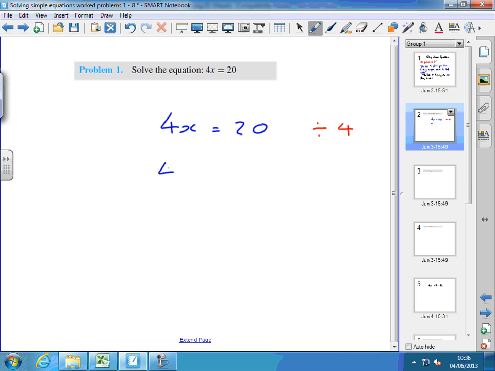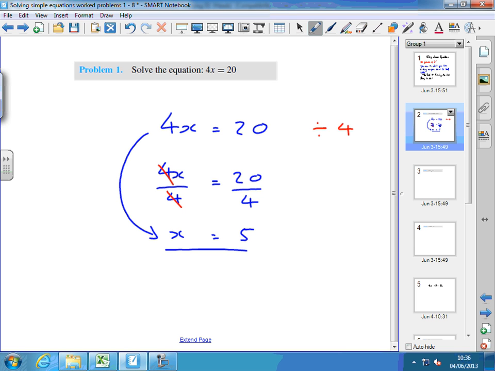So 4x divided by 4 equals 20 divided by 4. I'm dividing both sides by 4. This undoes the effect of multiplying, so actually it cancels out those. So really I could just write x equals 20 divided by 4, which is 5. So you can go straight from here to here, but the process is undoing what you did.